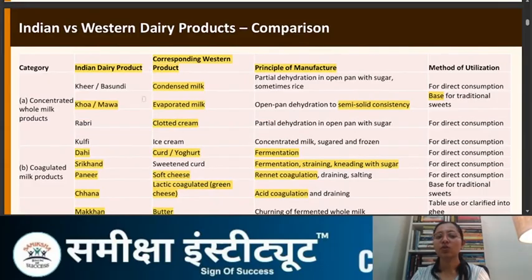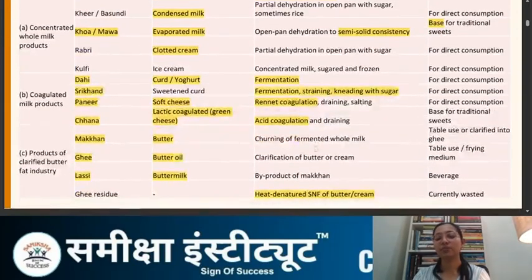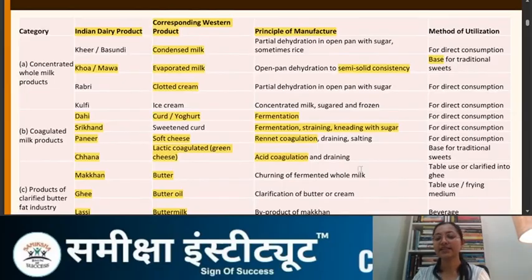So let me summarize this whole table once again, because this is very important. Briefly I'll summarize it and then we'll close the class for today. Concentrated whole milk products, Indian dairy products: kheer, whose corresponding western product is condensed milk, whereas in the case of khoa, the corresponding western product is evaporated milk. The principle is partial dehydration, whereas in the case of khoa, open pan dehydration to a semi-solid consistency. Basically a compact mass is produced, having semi-solid consistency. It is an important base for traditional sweets.